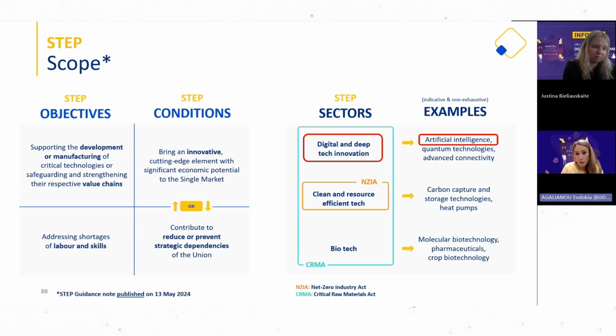So here you can see already what I said. STEP is very much about supporting the development or manufacturing of critical technologies and safeguarding, strengthening their value chains. That's the first objective. But the second objective is also addressing shortages of labor and skills. We have some conditions in order to name if a technology is critical or not: innovativeness, or contributing to reducing or preventing strategic dependencies in the Union.